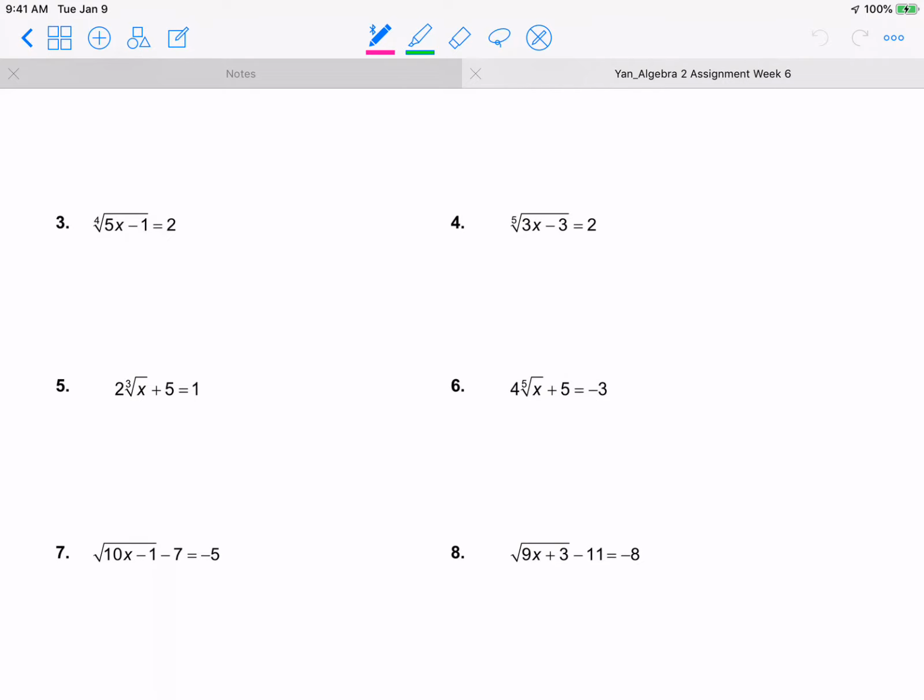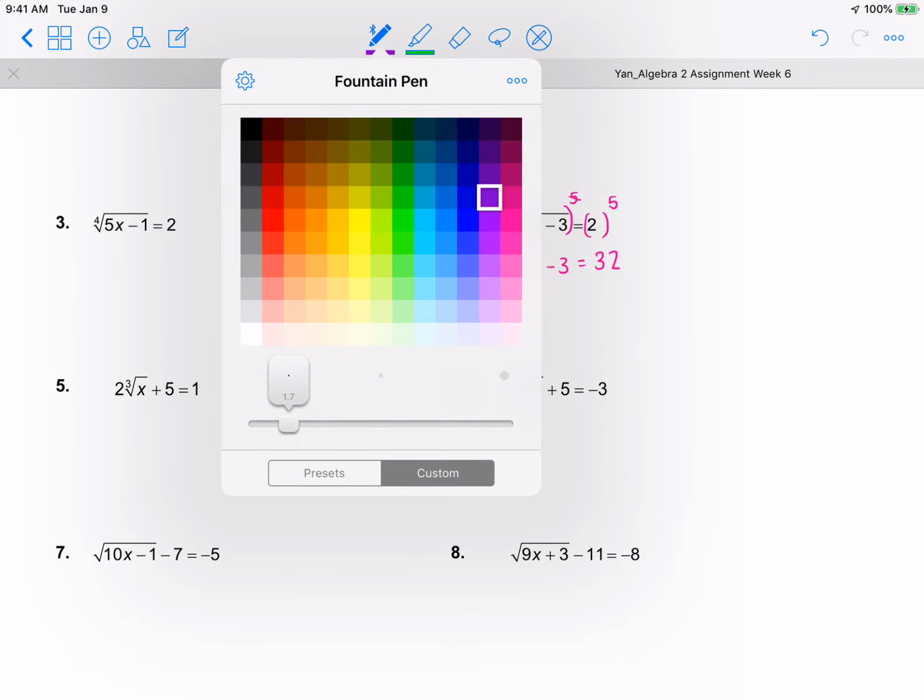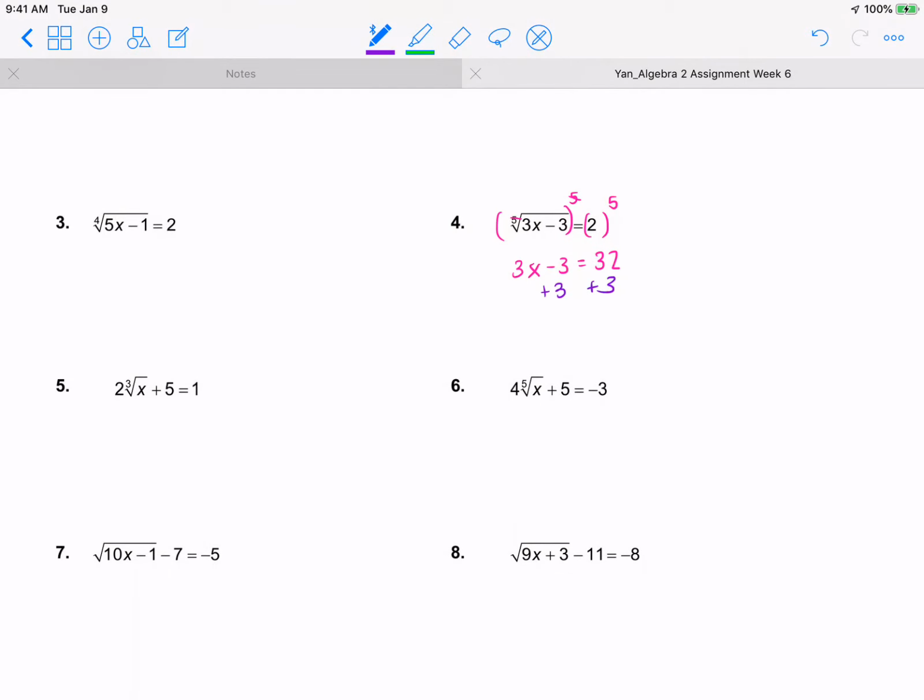Okay, question number 4. I have to get rid of the 5th root, so I gotta multiply both sides by the power of 5. So these get canceled out. That means I still have 3x minus 3 equals 2 to the 5th power. 2 times 2 times 2 times 2 times 2, which is 32. Okay, keep going. Add 3 on both sides. So I have 3x equals 35. x equals 35 over 3. Okay, and substitute it back in, and you will find out that it actually equals 2. So this one's good to go.